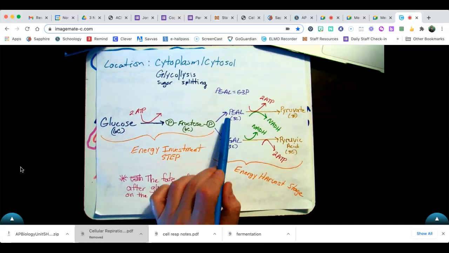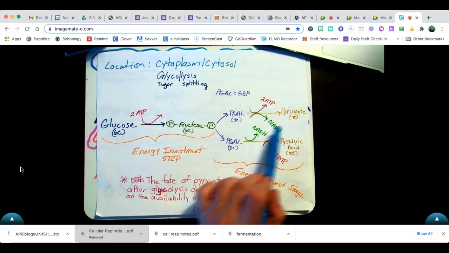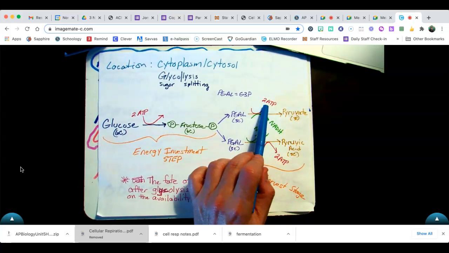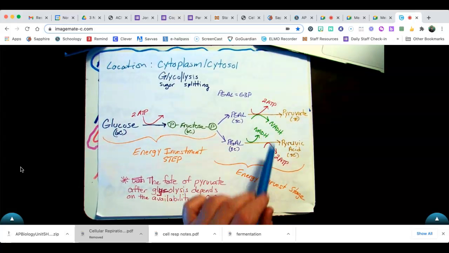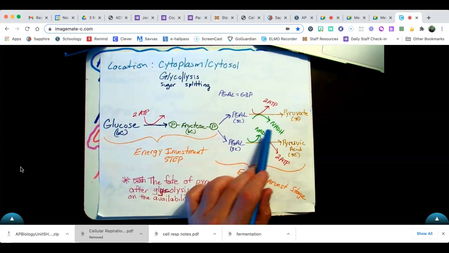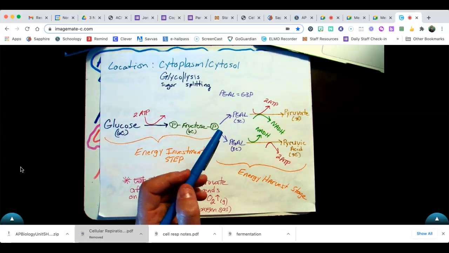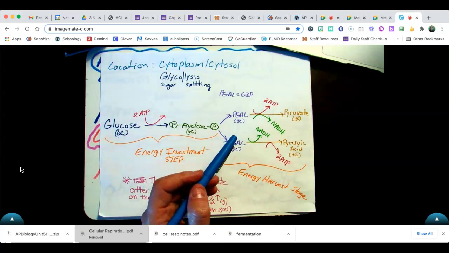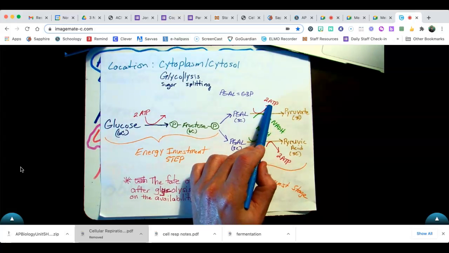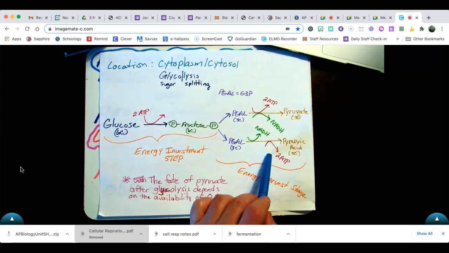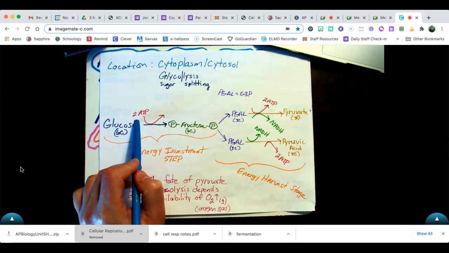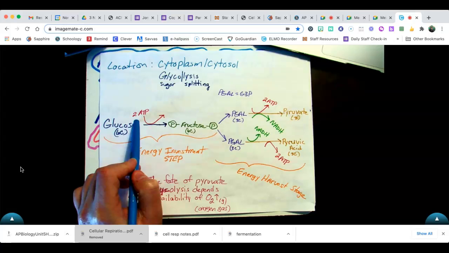Each G3P is going to be converted to pyruvate, and as that process happens, we get out two ATP here, we get out another two ATP here, and we get out two NADH molecules. Remember that up until this point, our net yield of ATP after glycolysis is only two molecules. Even though we get out four, two of the four are going to cancel out the two that we needed to use initially. So that's why we only have a net yield of two.